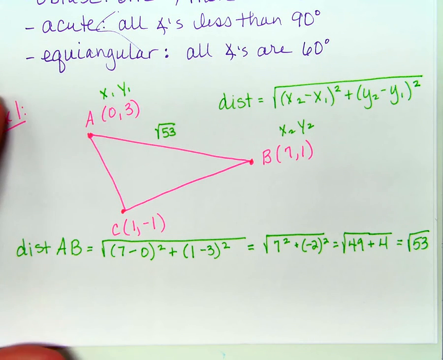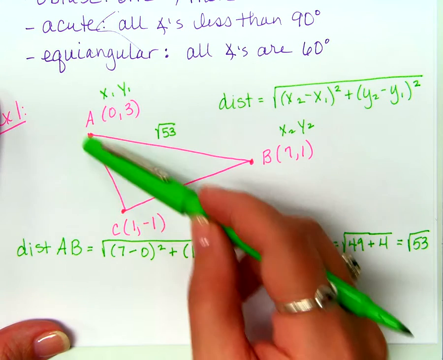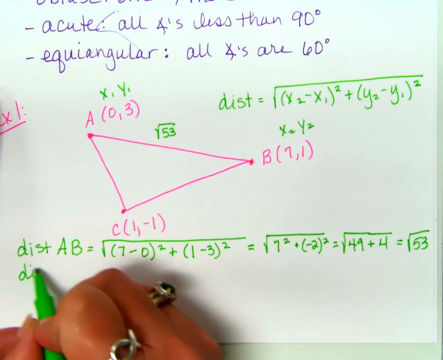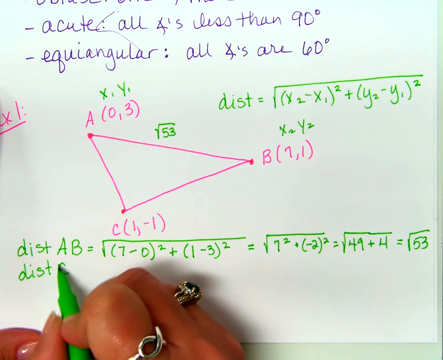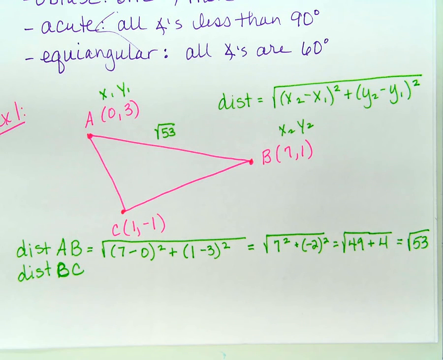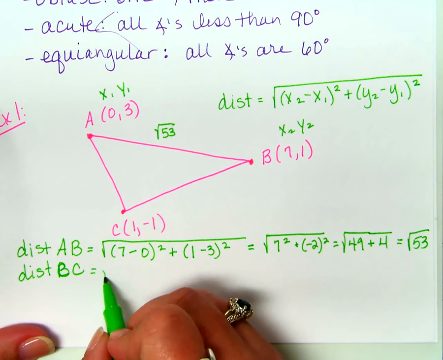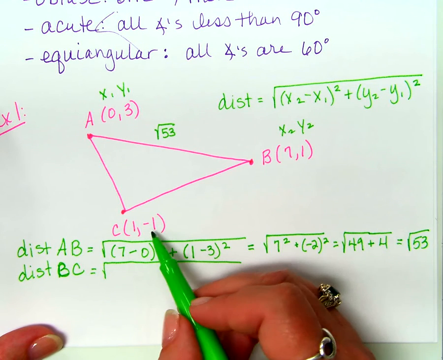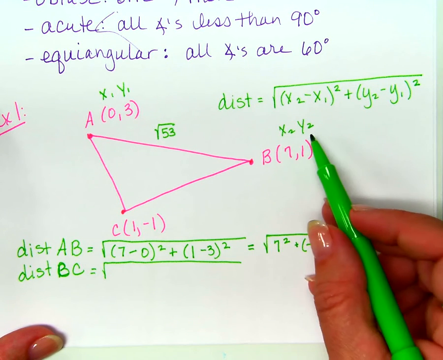What do you want to find next? What are our two choices, by the way? What can we find next? B to C or A to C? Does it matter? What'd you say? B to C, okay. Does it matter which one we find first? Yes or no? No, it does not. So B to C. If I'm doing B to C, do I want this one to be my x1, y1 and x2, y2? That's already labeled, so we just want to leave it there.